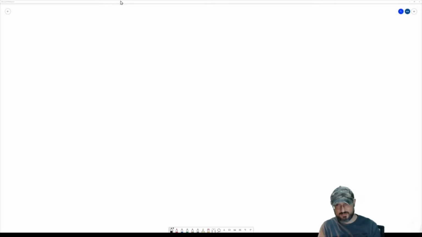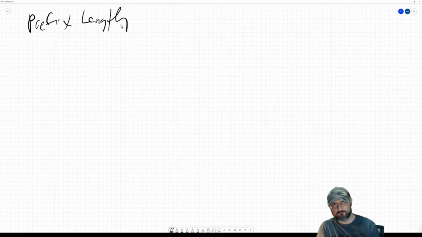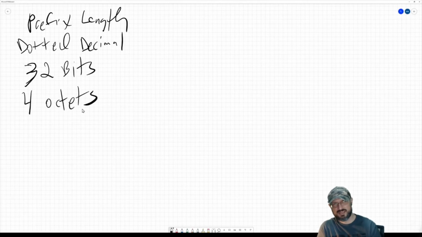And you can write it in a couple different ways. One way is with a prefix length or dotted decimal, just like an IP address. So just like an IP address, it has 32 bits total. 32 bits. 4 octets, right? An octet means a set of 8 bits. 4 of them, just like an IP address.